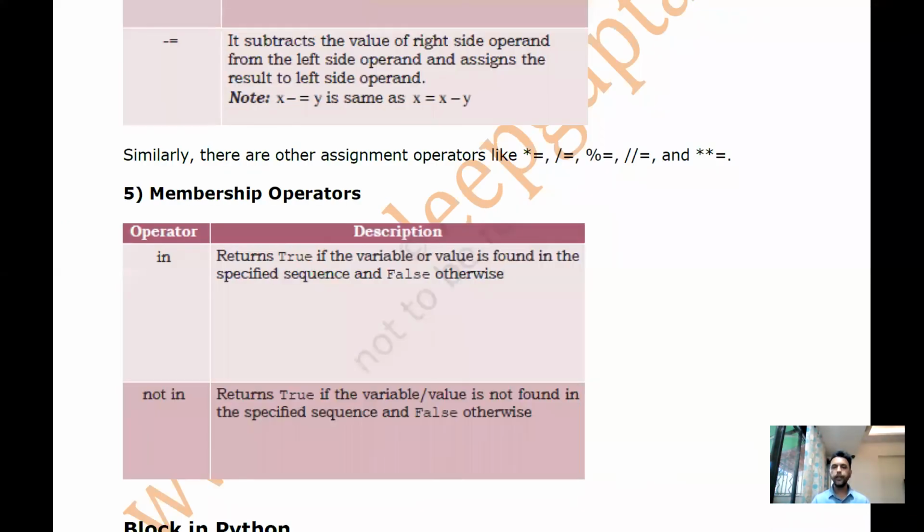As far as operators are concerned, we did arithmetic operators. After arithmetic operators, we did relationship operators. Then we did logical operators. Then we did assignment operators, and finally we did membership operators. I'm pretty sure that you understood all of them. If you have any doubts about this, you can definitely call me and ask me about it.